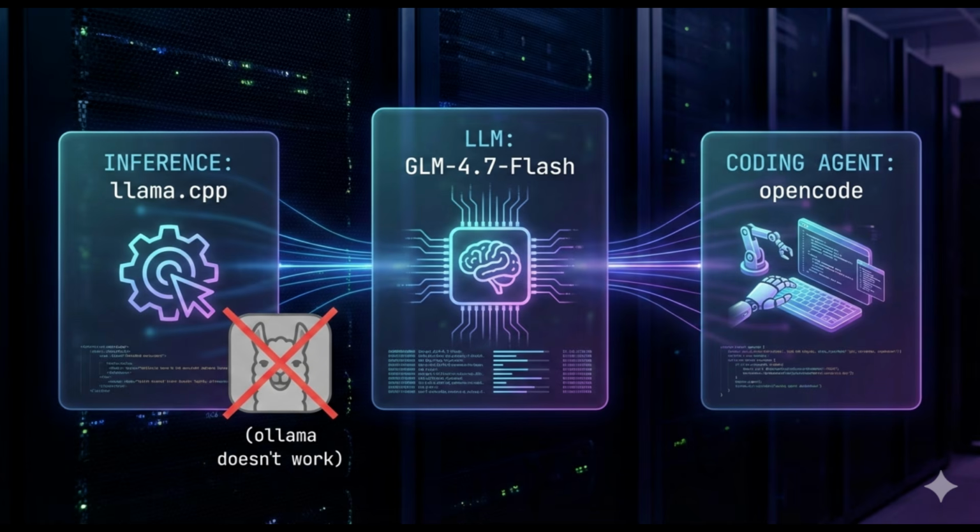Pay attention that although it claims that Ollama may be easier, it doesn't work very well. So stick with llama.cpp. And then the second one is the AI coding agent, which will be opencode. Let's talk about llama.cpp first.